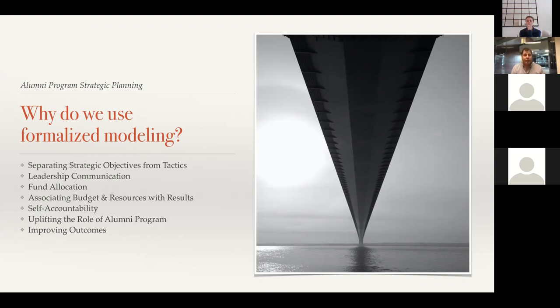Self-accountability, although it might not seem fun, I've always found it a useful tool, if you're referring back to it quarterly, asking, am I doing the things that I said I was going to do? That way you don't find yourself at the end of the year, at the next retreat, saying, oh yeah, we're going to do all these things. It's something you check in with as well.